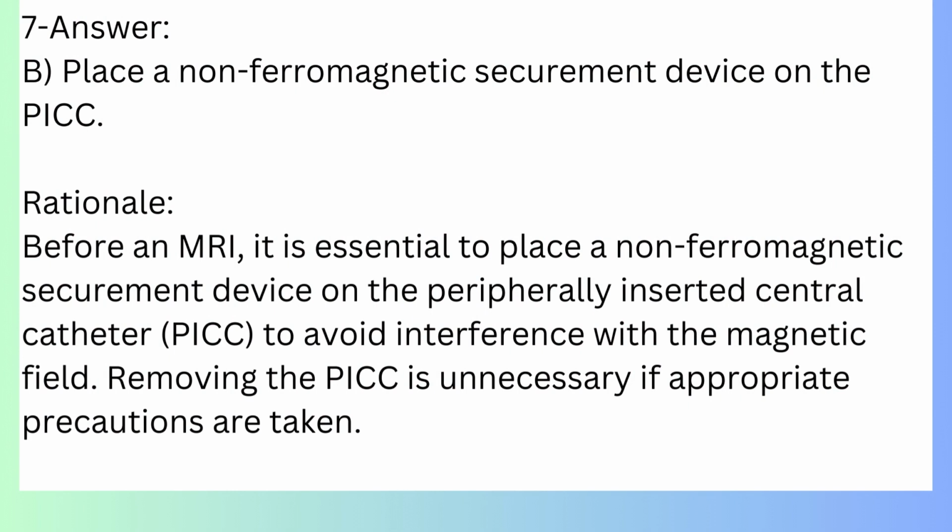Answer 7. B. Place a non-ferromagnetic securement device on the PICC. Rationale. Before an MRI, it is essential to place a non-ferromagnetic securement device on the peripherally inserted central catheter, PICC, to avoid interference with the magnetic field. Removing the PICC is unnecessary if appropriate precautions are taken.